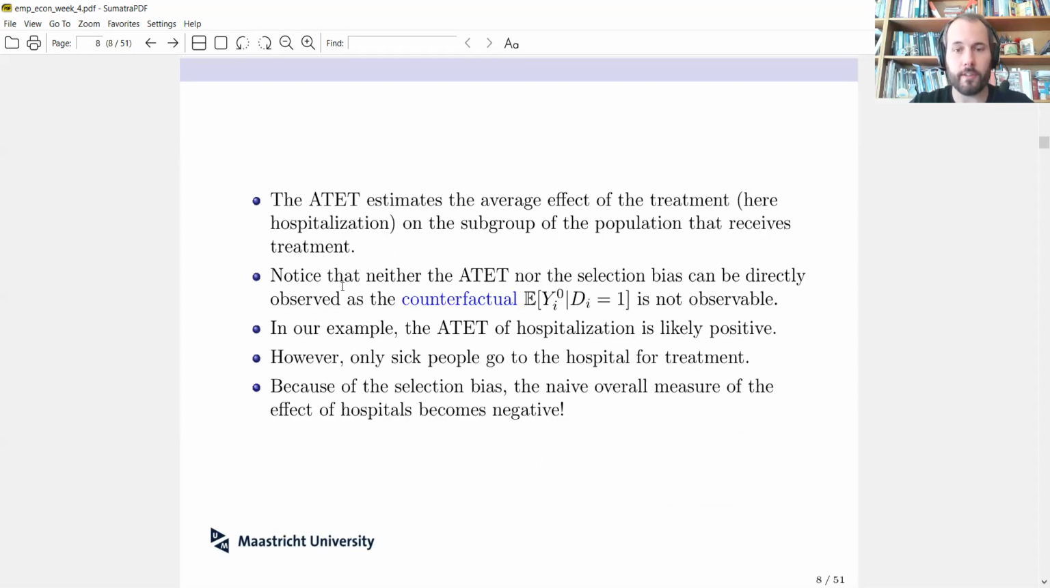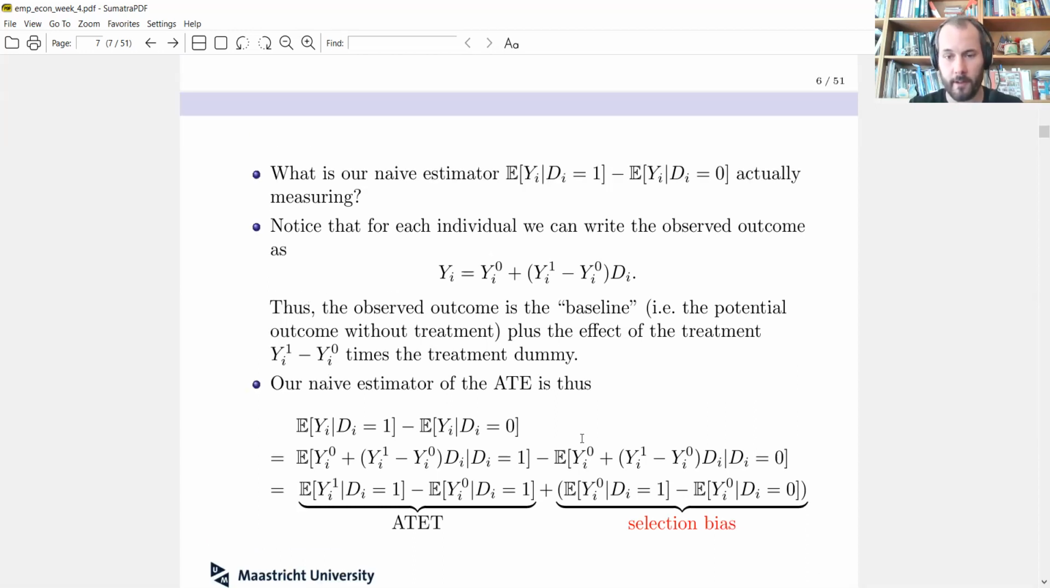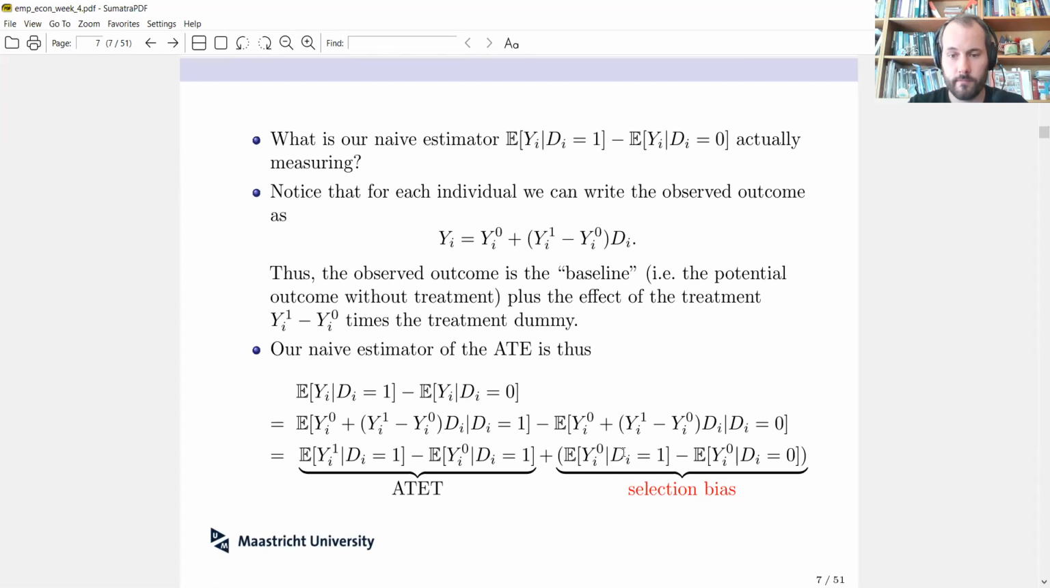And in our hospital example, it is pretty likely that the actual effect of the treatment on the treated is positive. So if you're sick, you go to the hospital, it's likely to improve your health status. However, the selection bias makes the whole thing negative. And it's very intuitive why this happens. Those people that go to the hospital go there because they're sick, so their baseline health status is already lower than those people that do not go to the hospital.